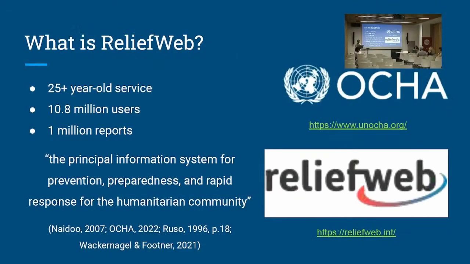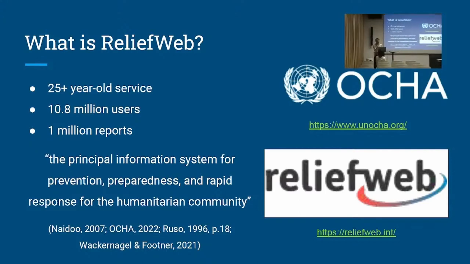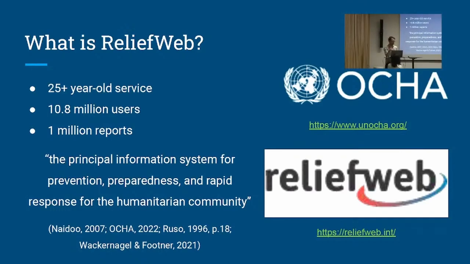So first of all, what is ReliefWeb? ReliefWeb is a service provided by the United Nations that organizes humanitarian affairs, and it is about 30 years old. It was created in the 1990s. It has these days about 11 million users, and it contains roughly 1 million humanitarian reports from thousands of different humanitarian organizations throughout the world. It is billed as the principal information system for prevention, preparedness, and rapid response for the humanitarian community.